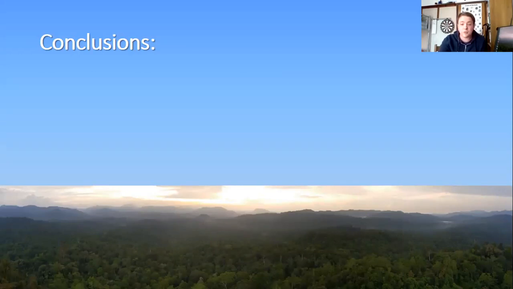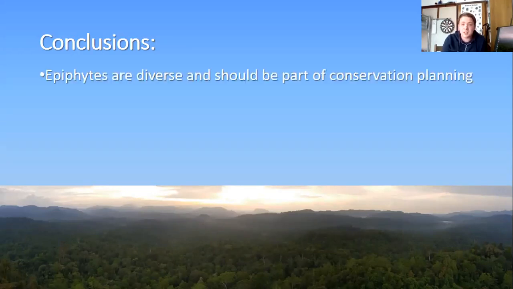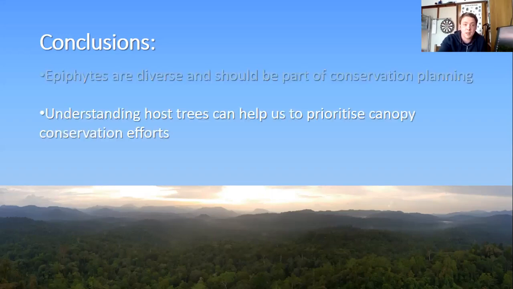But the main conclusions for this talk: epiphytes are diverse and they should absolutely be part of conservation planning. We need to know what things are doing in the canopy so that we can better protect the system as a whole. And we have to have ways that we can understand what's happening in the canopy, even when it's cost prohibitive to actually go up and check for the site that you're trying to protect. So understanding the hosts themselves can help us to prioritize where we actually want to do our canopy conservation, rather than necessarily needing to go up and check individual epiphytes all the time or at every site.